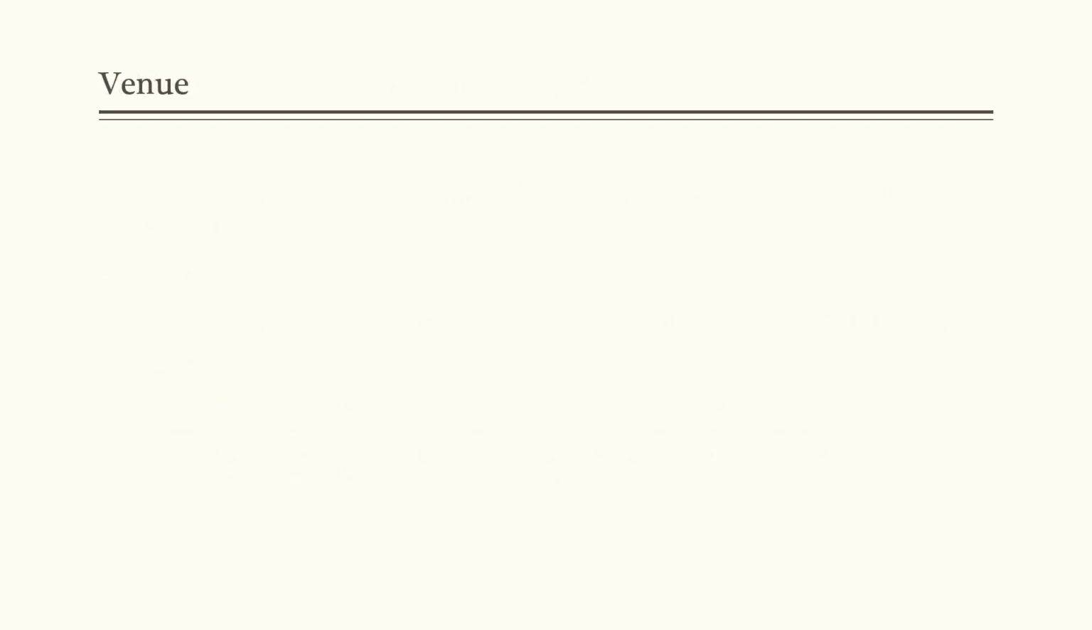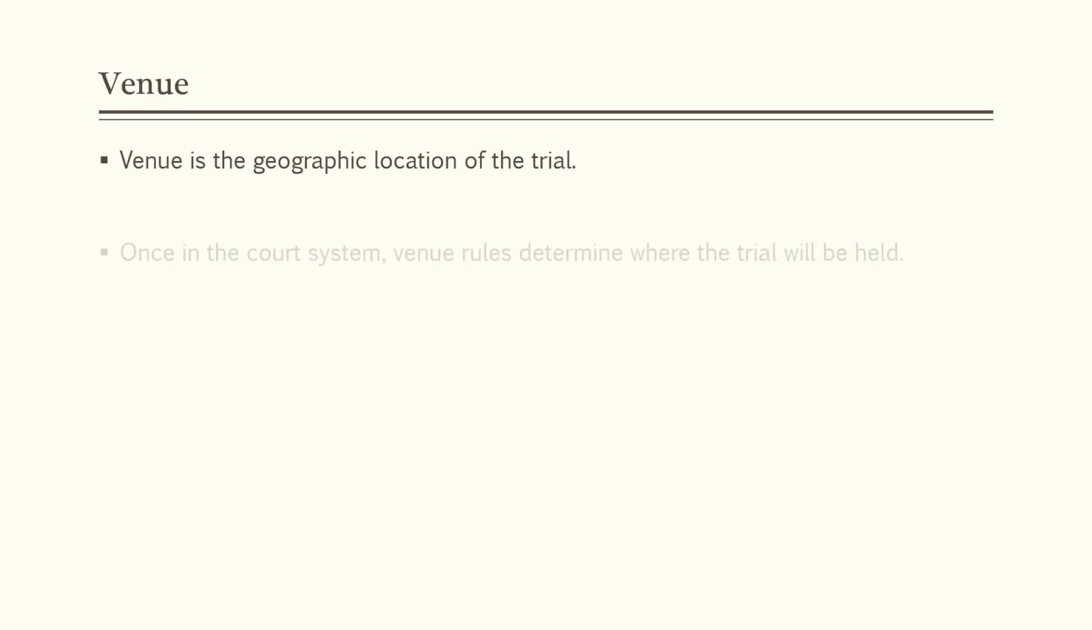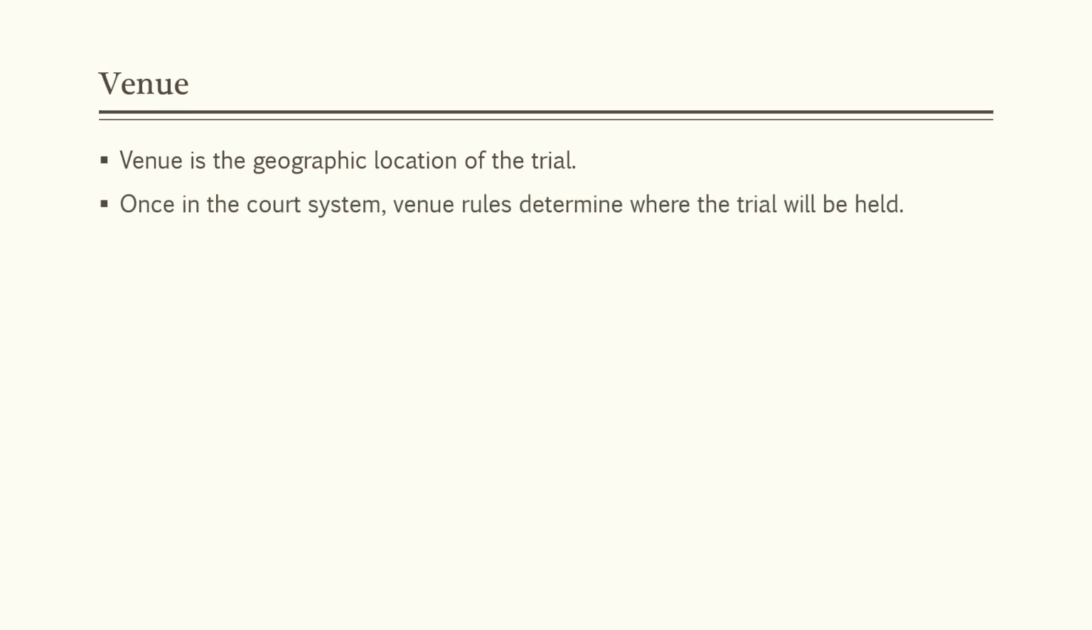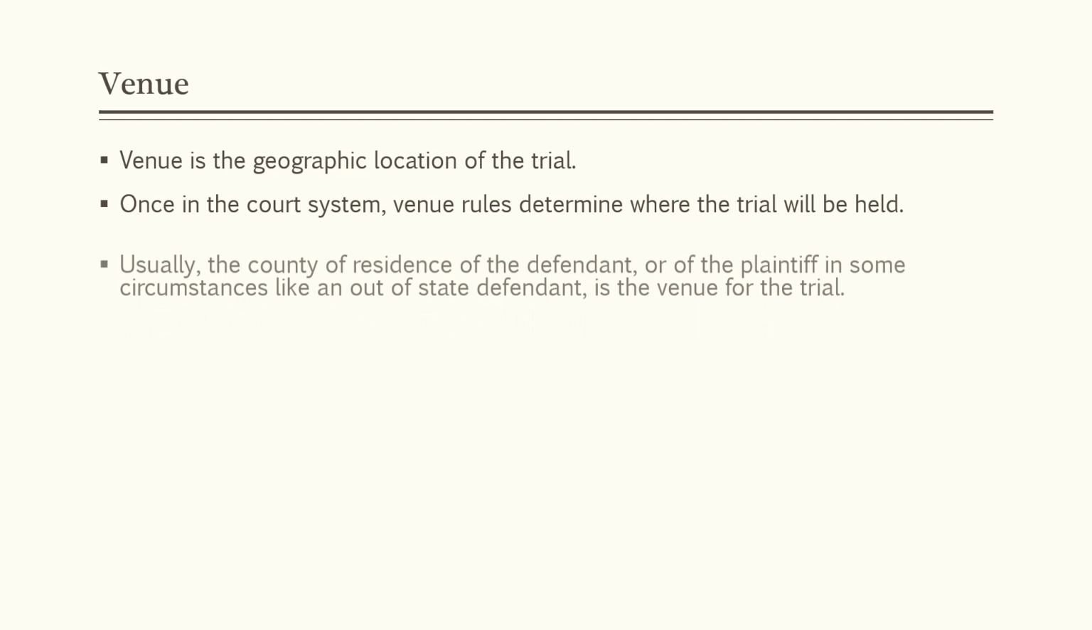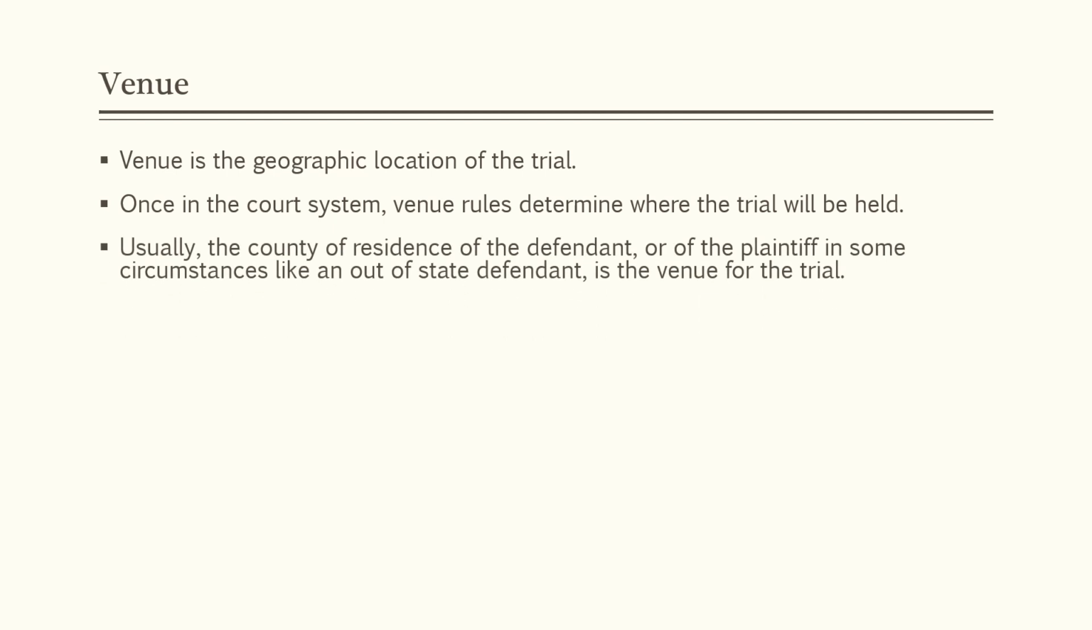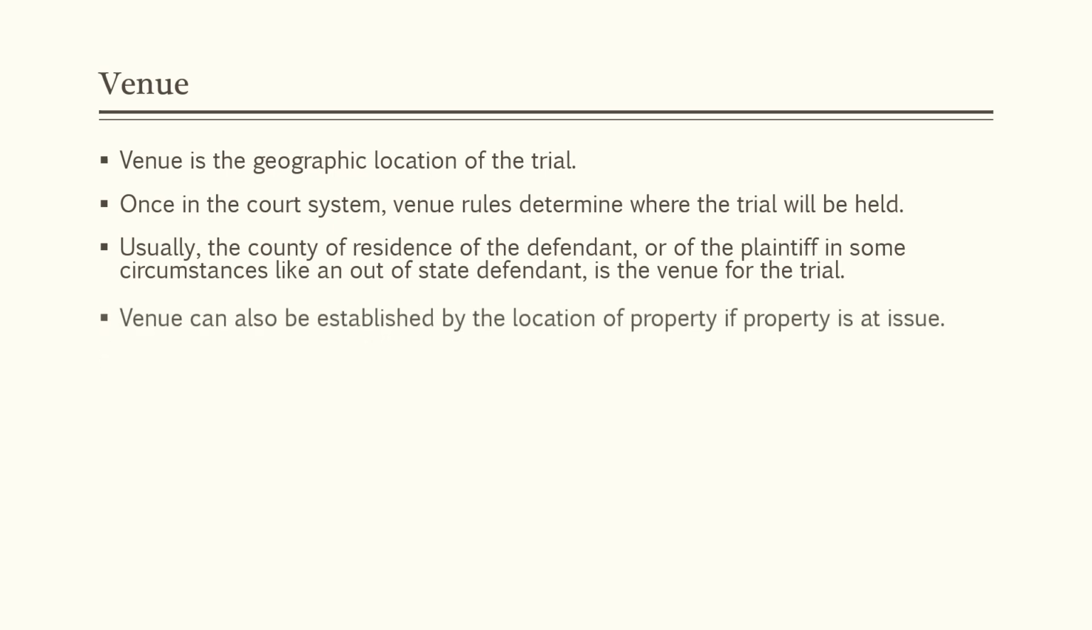Now we're going to talk about venue. Venue is different than jurisdiction. Venue is simply the geographic location of the trial, where the trial is going to be held. Once a case is filed, once it's in the court system, venue rules determine where the trial will be held. Usually the county of residence of the defendant, or the plaintiff in some circumstances, like if there's an out-of-state defendant, is the venue for the trial.